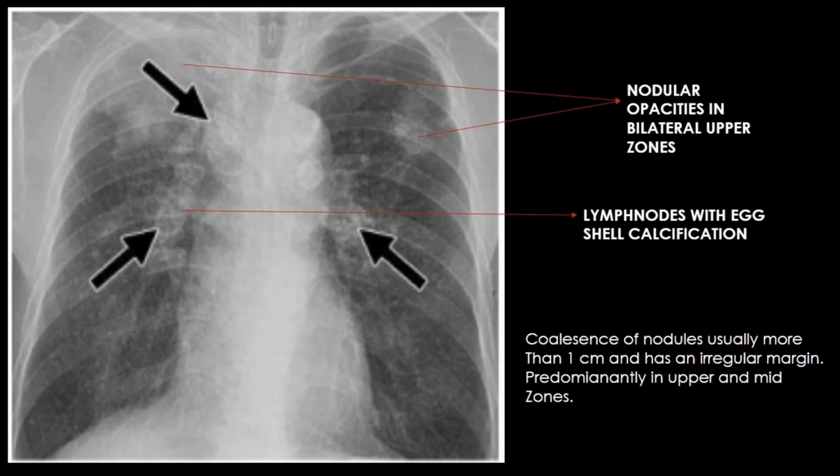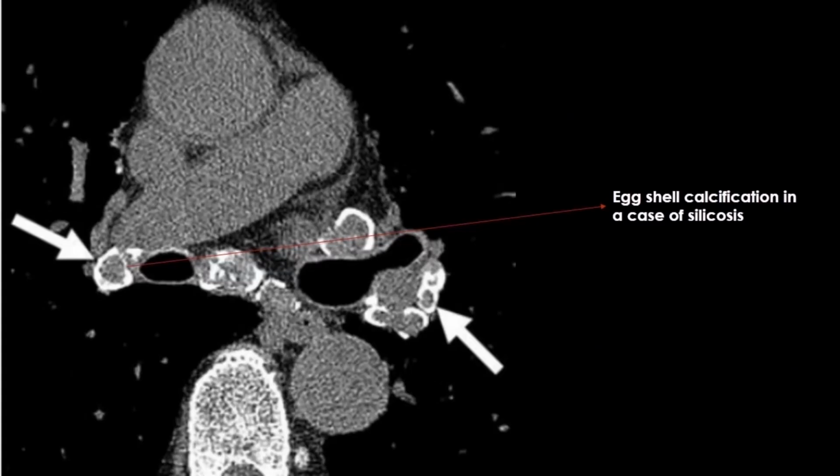X-ray PA view in a patient with silica exposure, where you can find nodular opacities in the bilateral upper zones together with multiple enlarged nodes in the bilateral hila, where a few of them are showing peripheral calcification which is consistent with eggshell calcification. Axial CT image showing multiple enlarged lymph nodes with peripheral calcification, which is known as eggshell pattern of calcification in a patient with silica exposure.